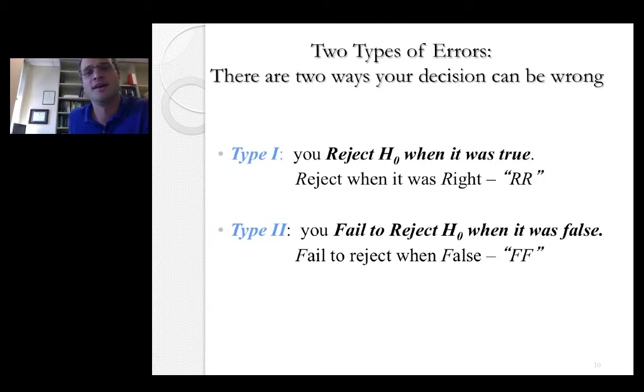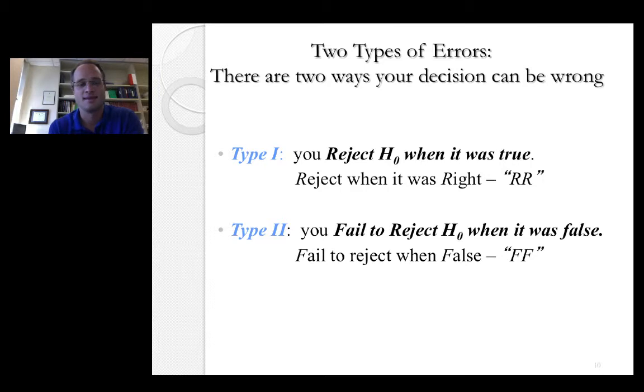potential errors. Type 1 error is when you reject the null hypothesis and it was actually true. All right, you found evidence against it, but the null value is actually true. And this kind of error is the type 1, and I remember this as RR, and the RR stands for rejecting when it was right.